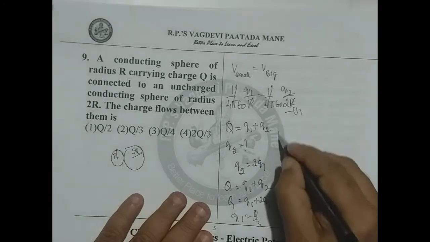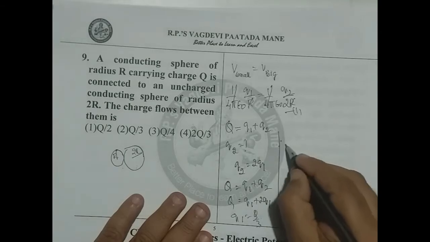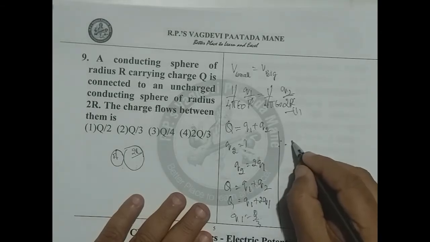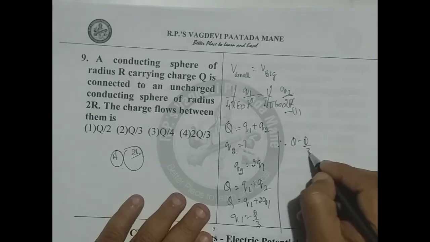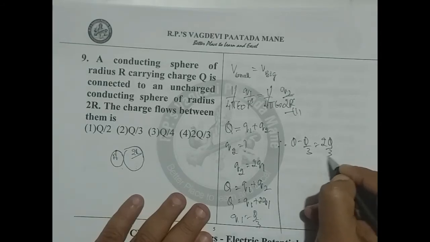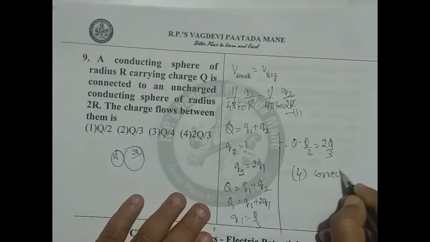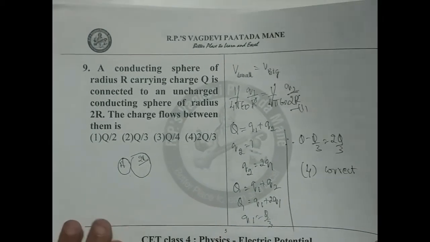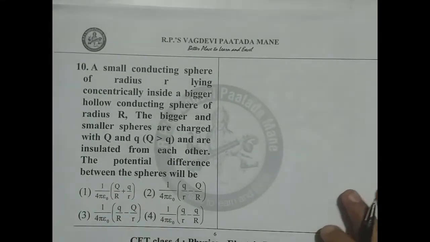That means only 1/3 of the charge remains there. Therefore, charge flown onto second conductor is Q minus Q by 3, which is 2Q by 3. Option 4 is correct. Now going for the 10th question here.